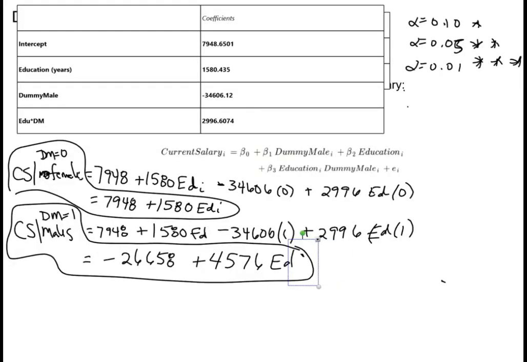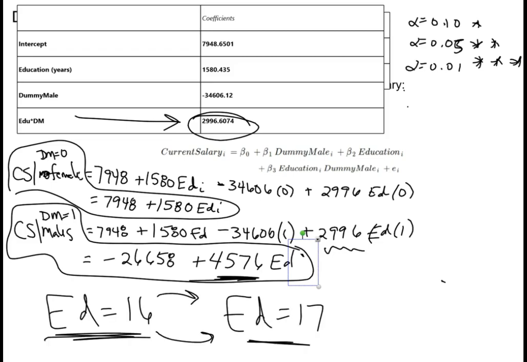And so that's the role that dummy interaction terms play, right? The difference between the 1580 and the 4576, that difference is what we estimated the interaction coefficient as, right? The difference between these is almost $3,000. That's how much more effective education is on current salary for males compared to females.